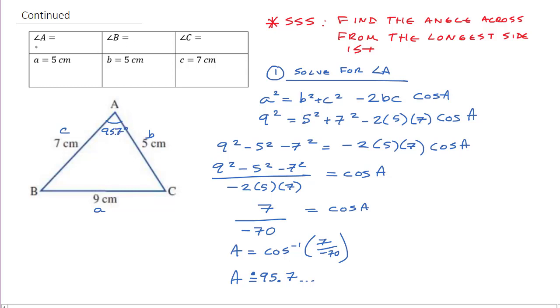95.7 degrees approximately. I'm going to write it up here in my answer box. 95.7 degrees approximately. Now again, if you round it off and use the rounded off answer in the next step, you're going to get less and less correct answers as you proceed through the rest of the question.